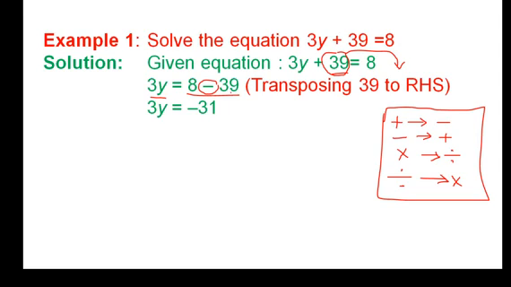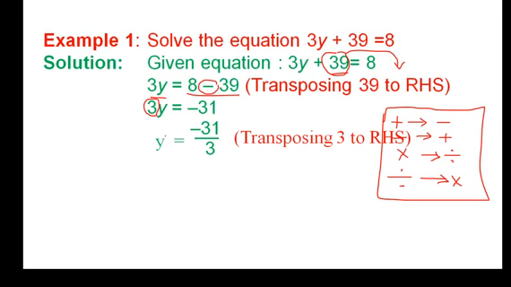When we are doing subtraction, 8 minus 39, the difference between 39 and 8 is 31. 39 is the largest number, that's why its sign is minus. So minus 31 will come. Now we have to transpose this 3 also to the right side. Always we have to keep the subject coefficient as 1. So y is equal to minus 31 by 3.